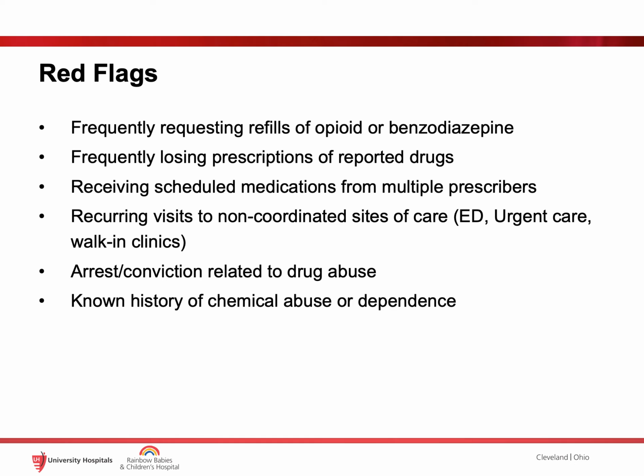So red flags could be someone who is consistently asking for refills of opioids or benzodiazepines, or people who state that they have lost their prescription or have dumped their opioids by accident in the toilet. If you notice that they keep having multiple non-coordinated site visits, like to emergency rooms, urgent cares, those kinds of things. Any arrests or convictions related to opioid abuse, and then a history of chemical abuse or dependence.